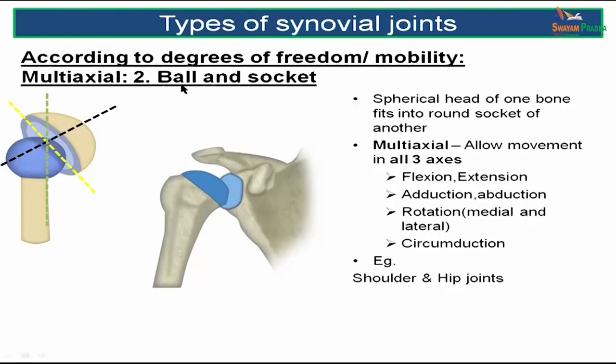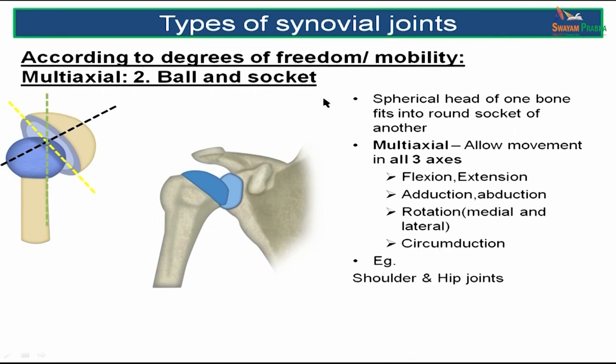The second variety of multiaxial joint is the ball and socket joint. Here we have a nice spherical head which fits into a concave socket of the other bone, allowing free movement in three axes. So, we can see in the diagram, we have three axes of movement. Flexion extension in one axis, adduction abduction in the other axis, rotation in the third axis, and a combination of all these movements called circumduction can also occur.